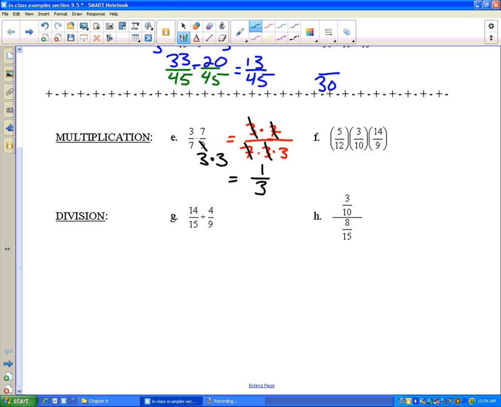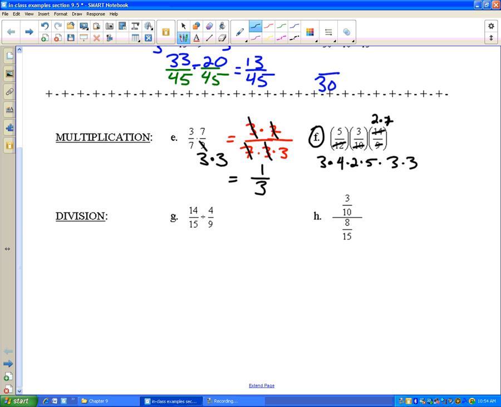Over here, this is letter F now. 5 is 1 and 5, so I'm going to leave it. 3 is 1 and 3, I'm going to leave it. 14 I'm going to write as 2 times 7, and that 14 is gone. On 12, I'm going to write that as 3 times 4. 10, I'm going to write as 2 times 5. 9, I'm going to write as 3 times 3.